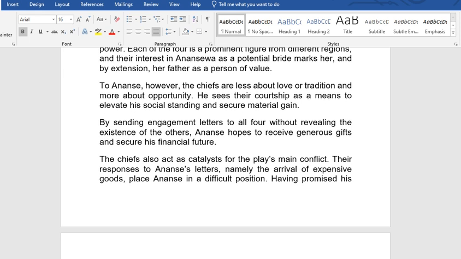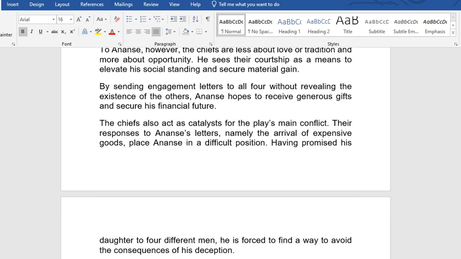The chiefs also act as catalysts for the play's main conflict. Their responses to Ananse's letters, namely the arrival of expensive goods, place Ananse in a difficult position. It gets to a stage that Ananse finds himself in a dilemma. He doesn't know what to do again. He finds himself in a conflicting situation.